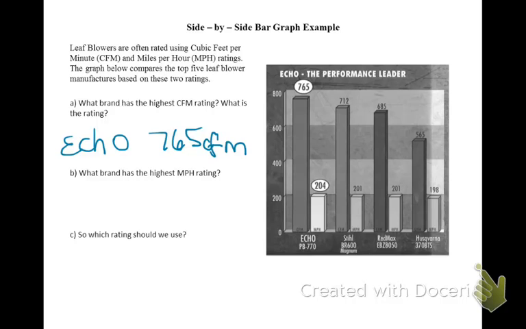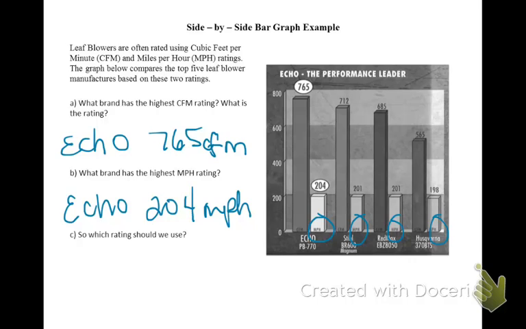Next, we would like to know what brand has the highest miles per hour rating. Those are right here on the bars. And the one with the highest miles per hour is Echo at 204. Now the question comes up which rating should be used, cubic feet per minute or miles per hour. Most of us are probably comfortable with the concept of miles per hour. For instance, let's say that I had 2 leaf blowers and they're each blowing at 65 miles per hour.